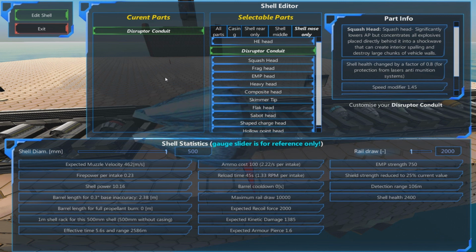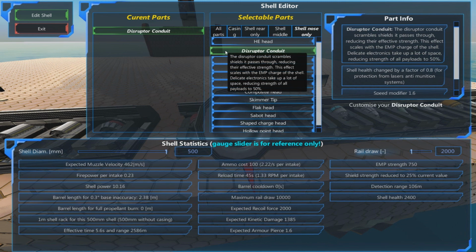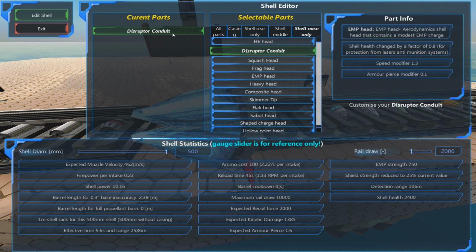That is not how it works anymore. This is now the ghost shell. So, the disruptor conduit scrambles shields it passes through, reducing their effective strength. This effect scales with the EMP charge of the shell. Delicate electronics take up a lot of space, reducing strength of all payloads to 50%. Again, this does not work with Frag last time I checked, so EMP strength reduced to 25% current value.